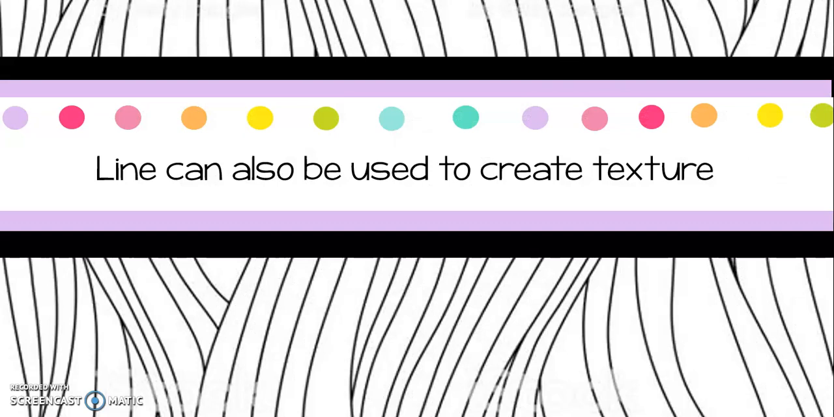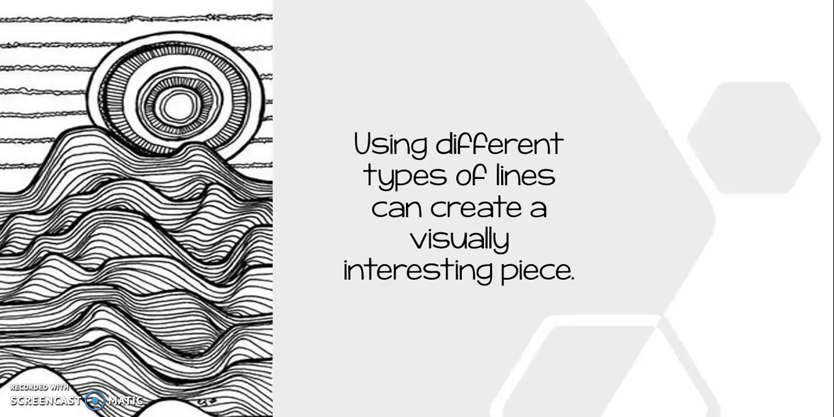They can also be used to create texture. So this one here reminds me a lot of tree bark. Using different types of lines together can always create a visually interesting piece. So this is a landscape using only lines. The thick lines and the thin lines of the rolling hills, the strong, short lines of the sunshine. But you can also see those horizontal lines across the sky that can show maybe wind moving or perhaps really thin clouds.